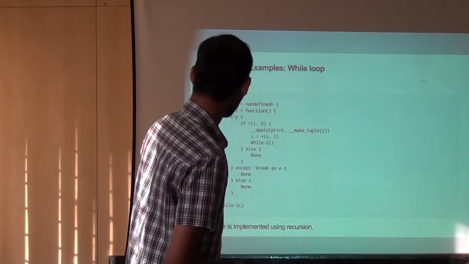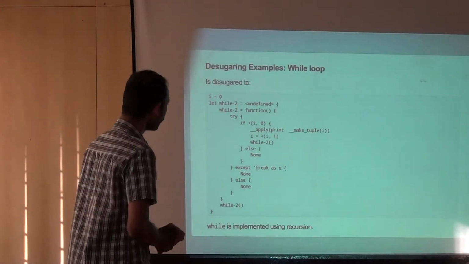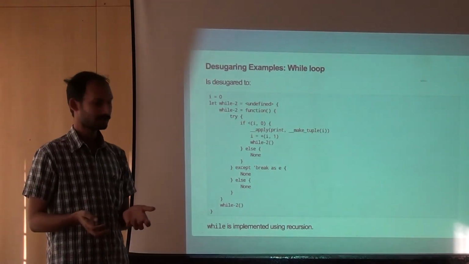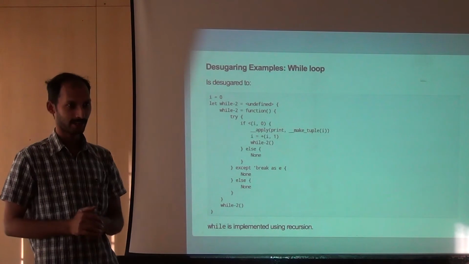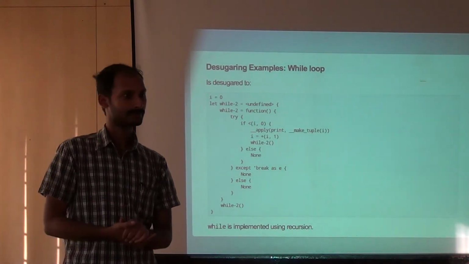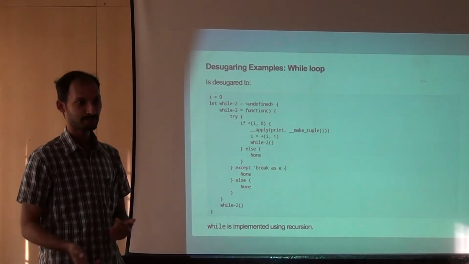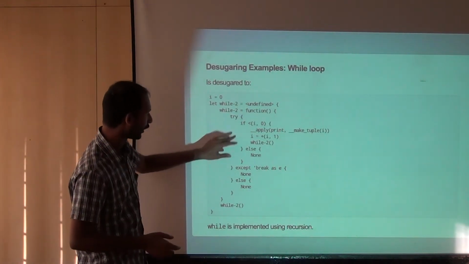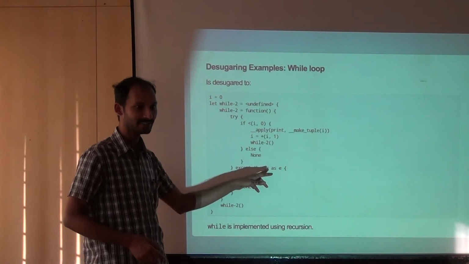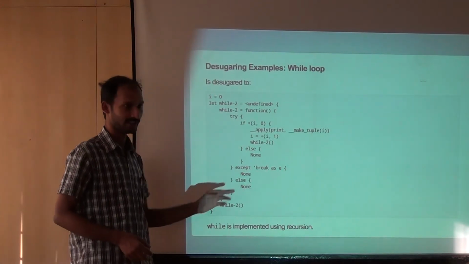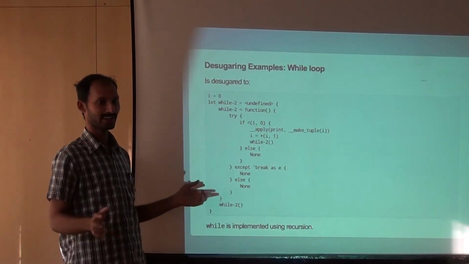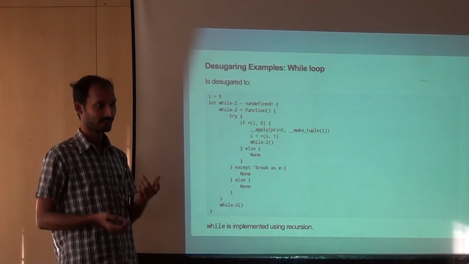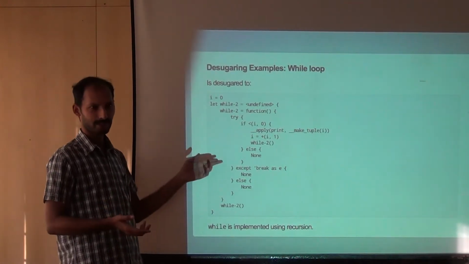Now, how do I implement a break? You see, the while is implemented as a recursion. Now, how do you implement break? Break is implemented like an exception, like an error. So now, in the whole piece of code, if there is any error of type break, then don't do anything, just come out. The same way I can implement continue.